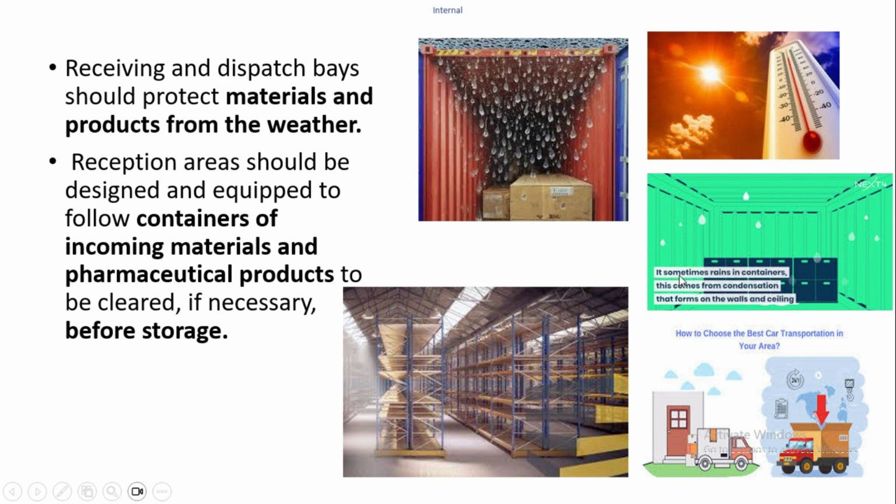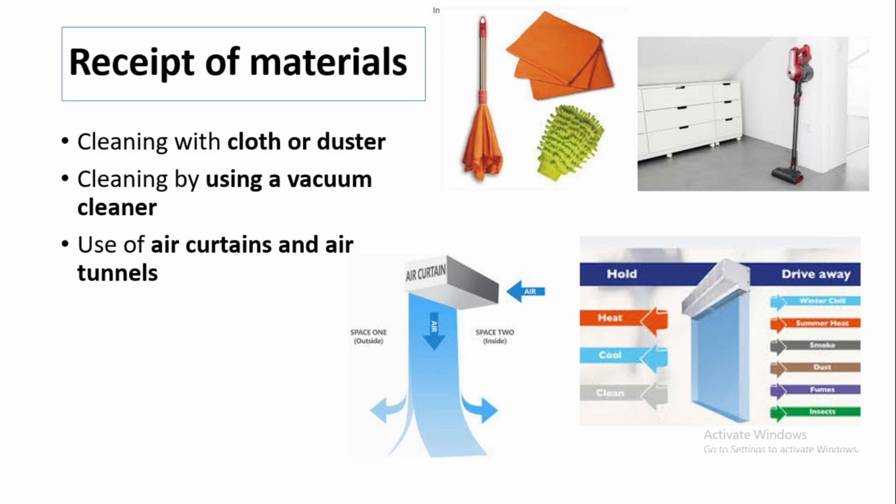If you see this image, it sometimes rains in containers. This comes from condensation that forms on the walls and ceiling. So we have to arrange the container inside in such a way that it does not condense and does not form water onto the inside packages present in the containers. We should be very careful about the best AC and the best storage area we can provide. Anything present in the pharmaceutical storage area should be properly monitored, examined and taken care of.